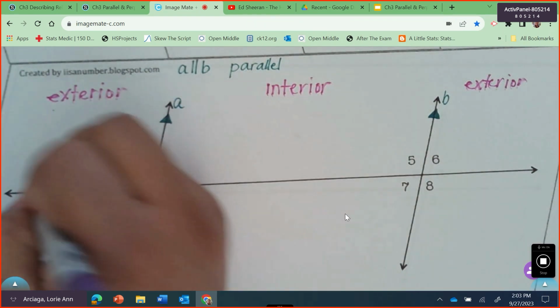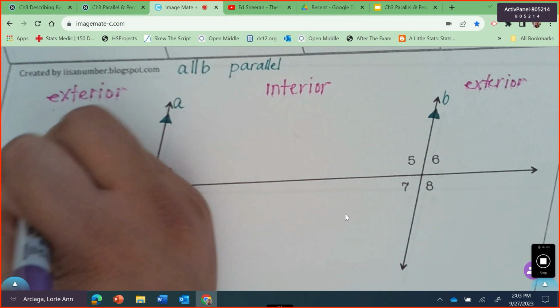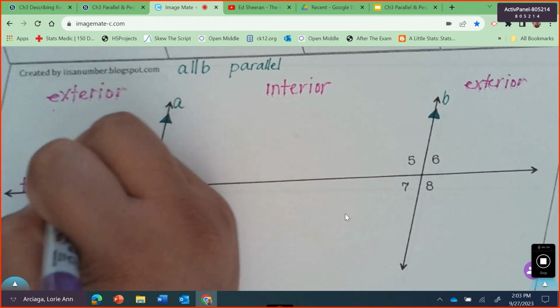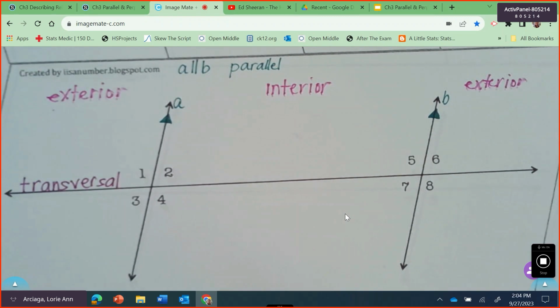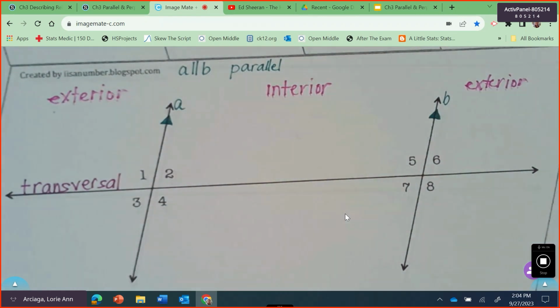So now, what do you call the line that's not parallel with the other two? Intersecting. We call this one a transversal. Transversal. There you go. So, what do we mean by a transversal? A transversal is just a line that crosses two other lines at one point each. So it crosses A at one point, it crosses B at one point.